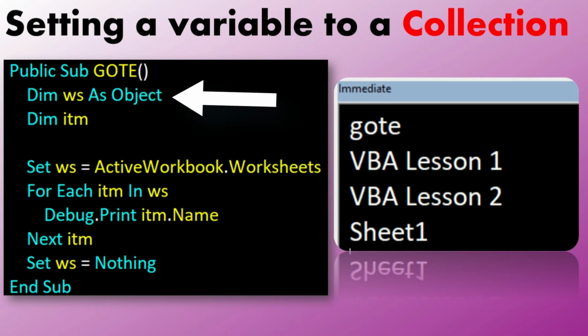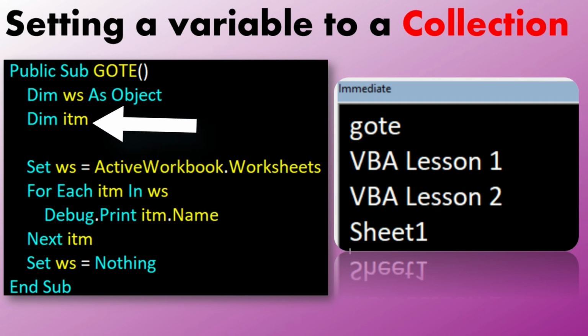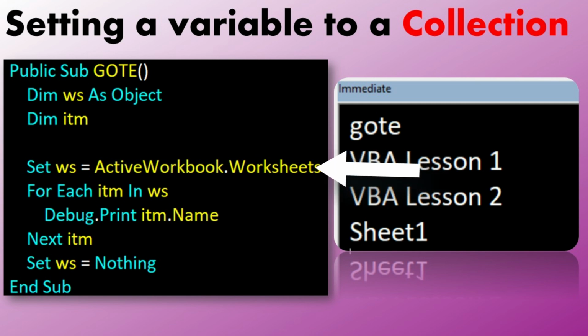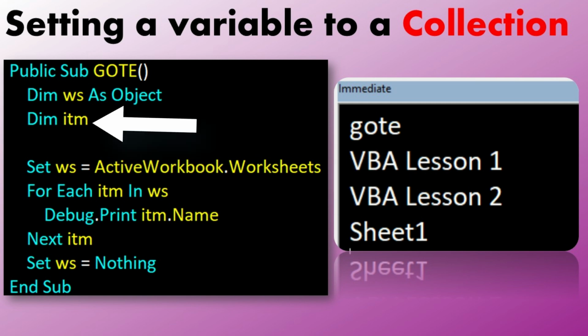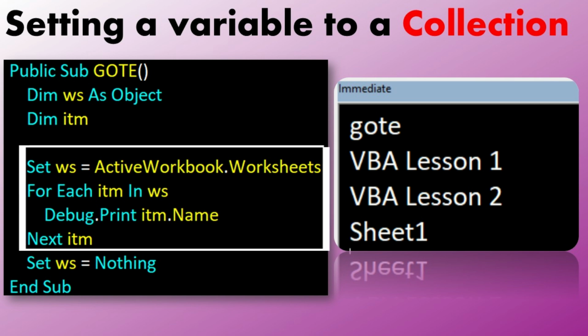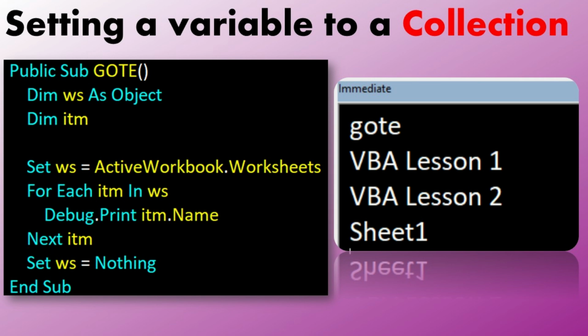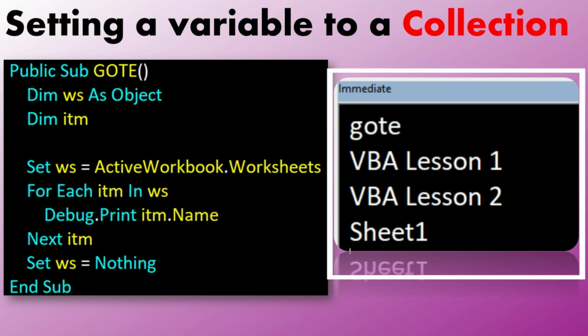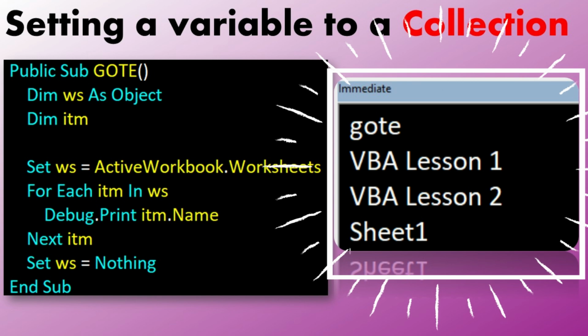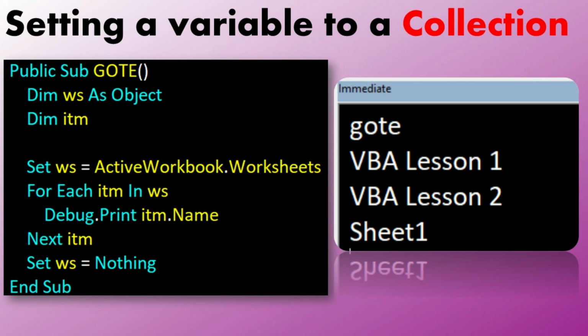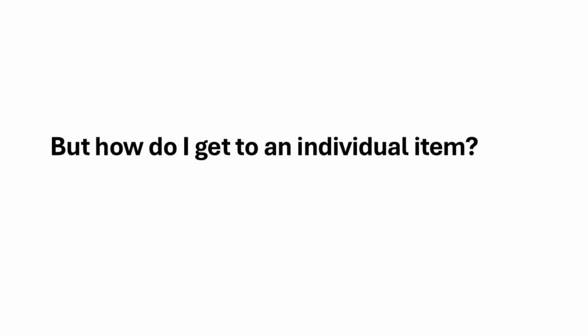We declare WS as an object, while we keep the variable ITM undeclared, which means it's a variant. Then we set WS equal to the worksheets object of the active workbook. Now, we can loop through each object in the variable WS collection and print that object's name. Since we know the worksheets collection contains all worksheet objects, we know this code will list the names of all of our Excel worksheets. You may be wondering, but how do I get to an individual item and not the entire collection? I'm glad you asked.